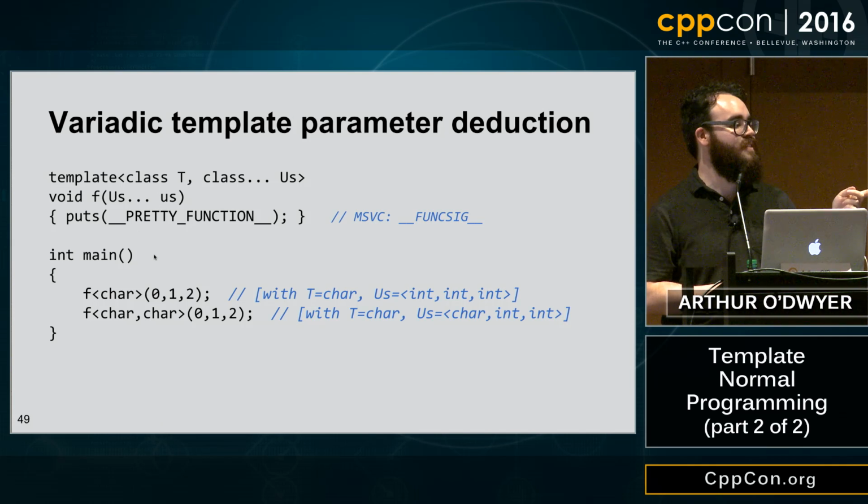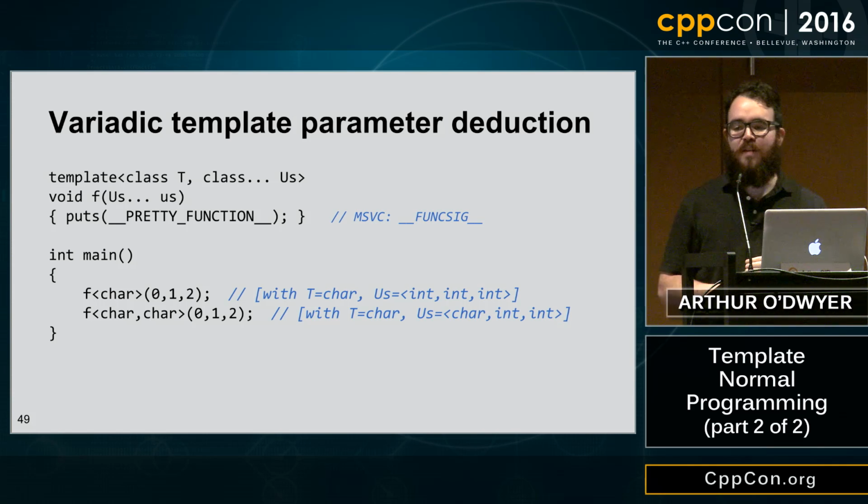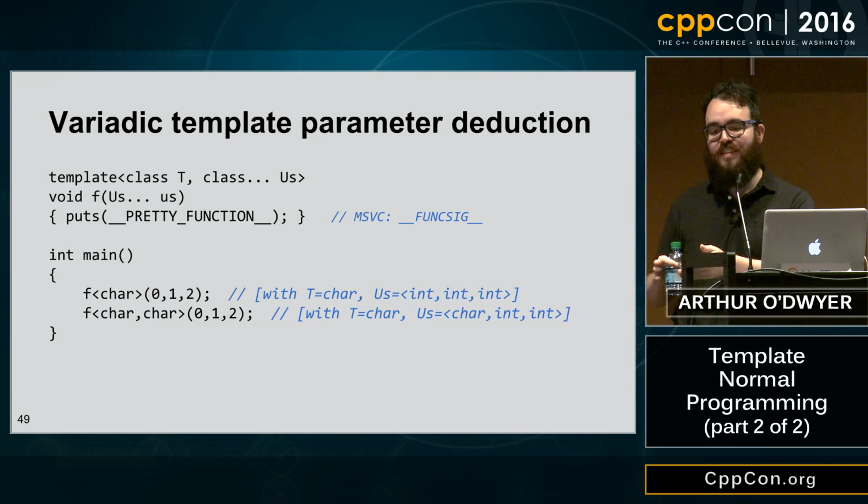Okay. Also question? Yeah, okay. The Us don't have to all be the same type. The Us do not all have to be the same type. Just like when I pass multiple ints to a function as function parameters, the ints don't all have to have the same value. Here, when I have multiple types as template parameters, they don't all have to be the same type.